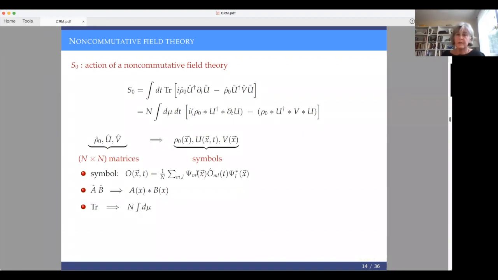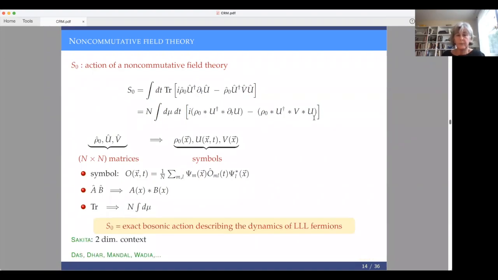Okay, so this is the action for a non-commutative field theory in that sense, and I claim that this is the exact bosonic action which describes the dynamics of the lowest Landau level fermions. Now, this idea was used some time ago by Sakita in the two-dimensional context in deriving effective field theories. And as you see, this way, one circumvents the explicit integration over fermions. It was also used by the group of Das, Dhar, Mandal, and Wadia when they were talking about c=1 string theory.